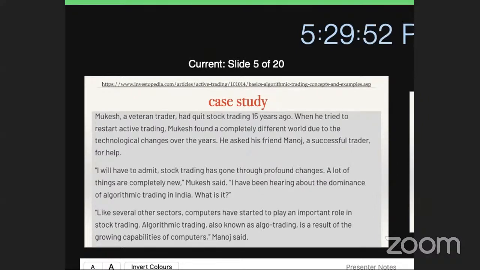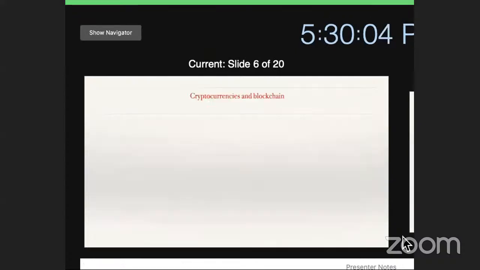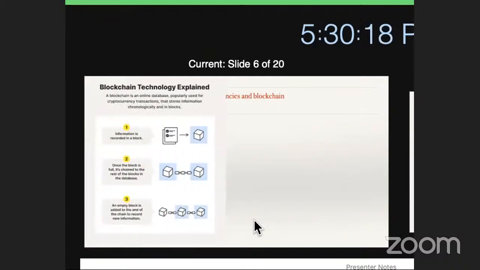So I'm not saying that 100% of the time these algorithms will give the right prediction, but most of the time they will give you the right prediction. Okay, so let's move into one of the categories of fintech. Fintech talks more about blockchain. Whenever we think about fintech, we always think about blockchain. So what is a blockchain?